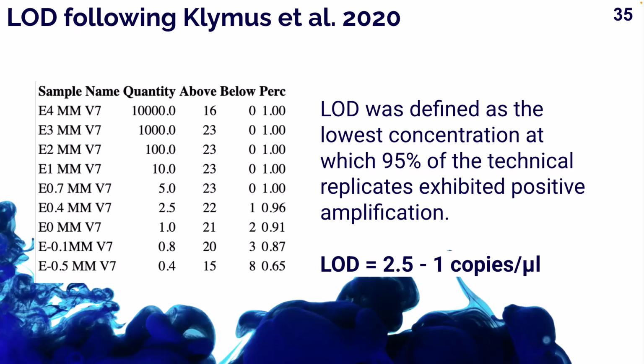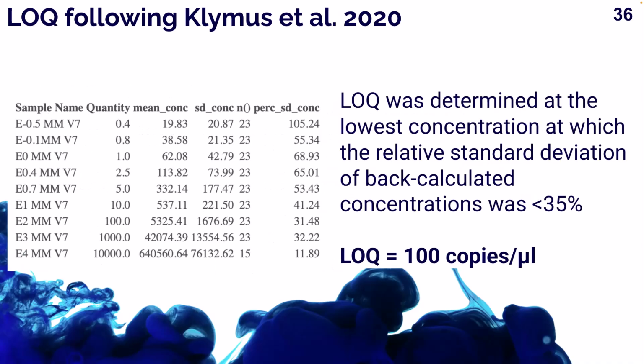2020. Our limit of detection was defined as the lowest concentration at which 95% of the technical replicates had positive amplification. Here we can see that we reach 95% at about between 2.5 and 1 copies per microliter, showing that we can detect really low concentrations. Our limit of quantification, also following Klimas et al. 2020, was determined as the lowest concentration at which the relative standard deviation of back-calculated concentrations was less than 35%, and that looked to be about 100 copies per microliter.